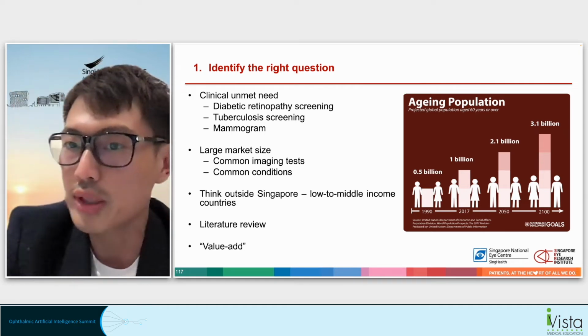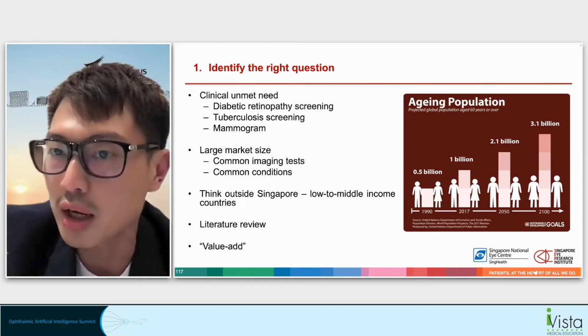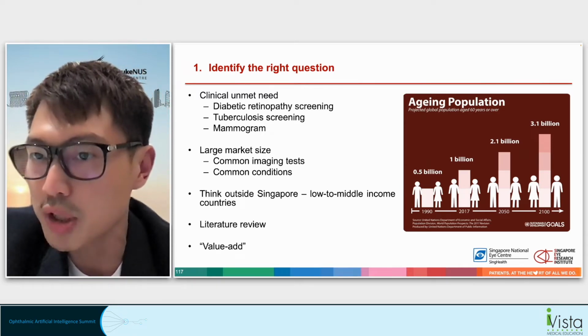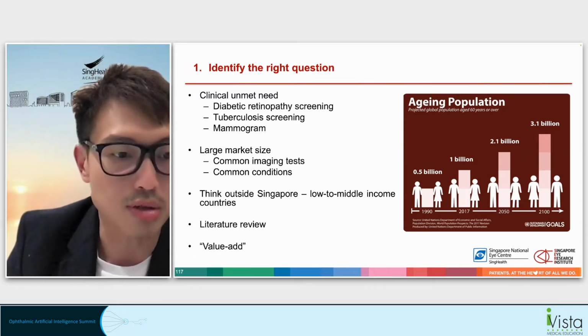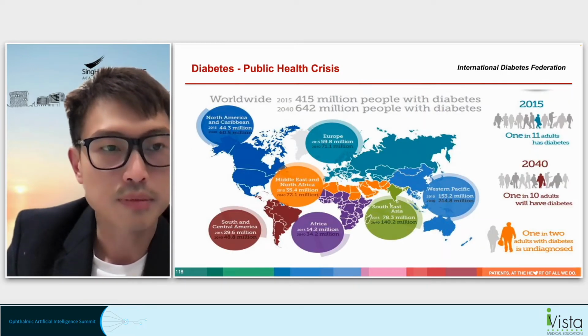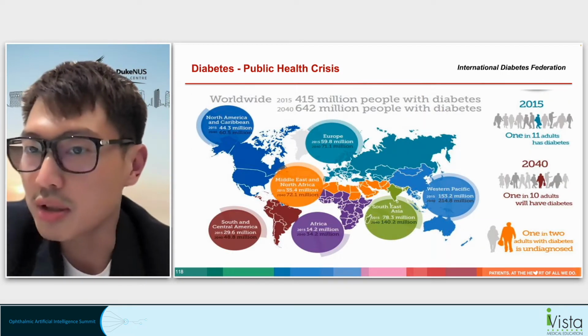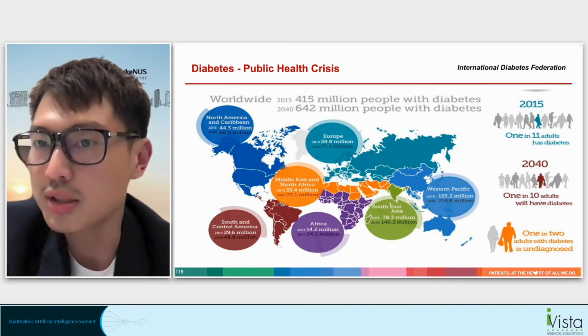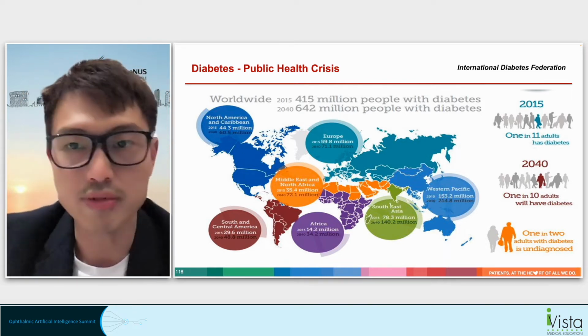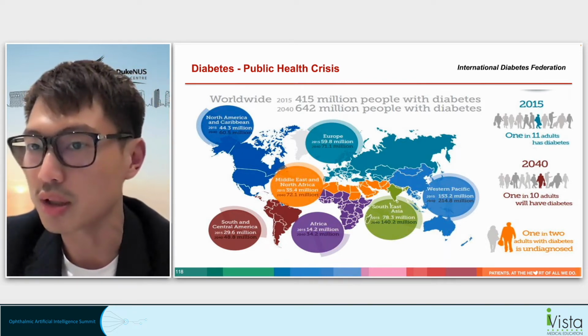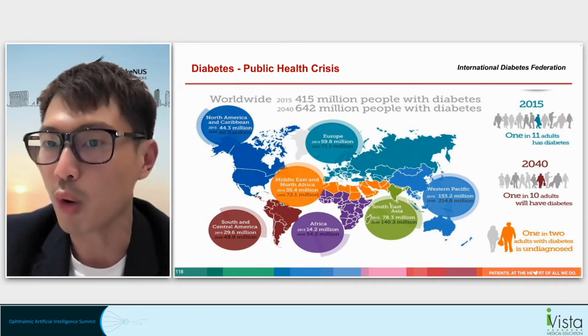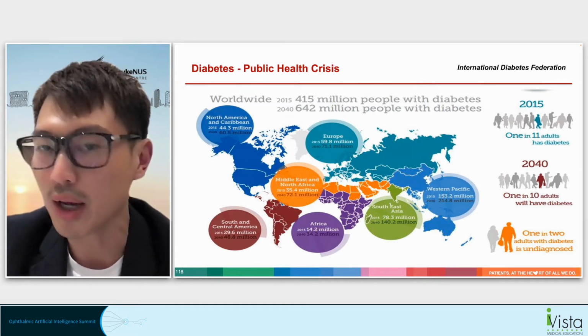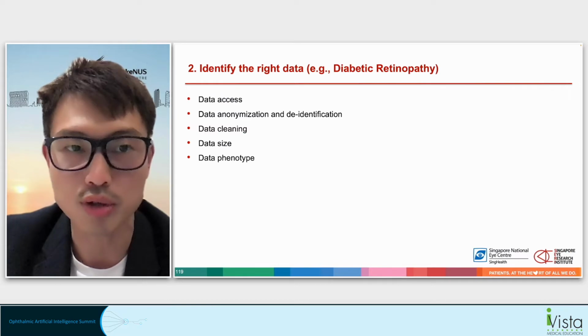And of course, you always have to do the literature review and see how your technology pitches against other technology that has been described already in the market. Diabetes is a good market size, hence many companies are developing this. If you look at the unmet need, by 2040, 1 in 10 people will have diabetes worldwide, and this is a huge market to be addressed.